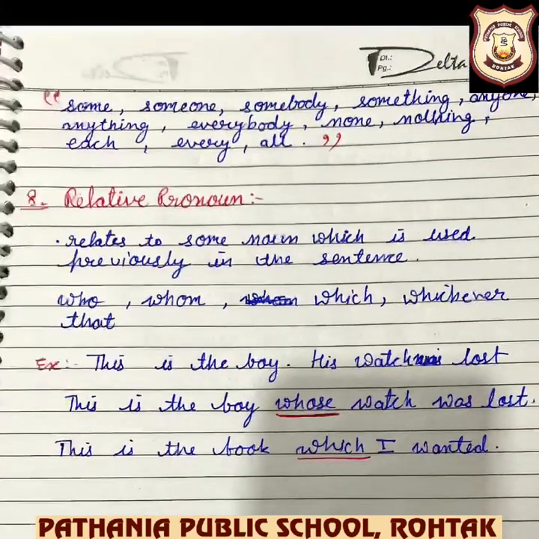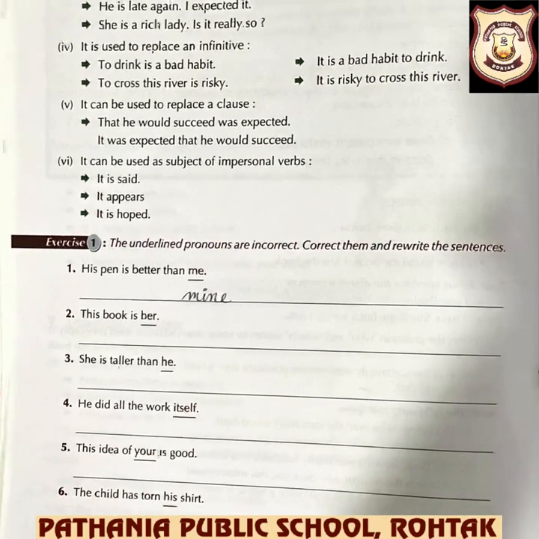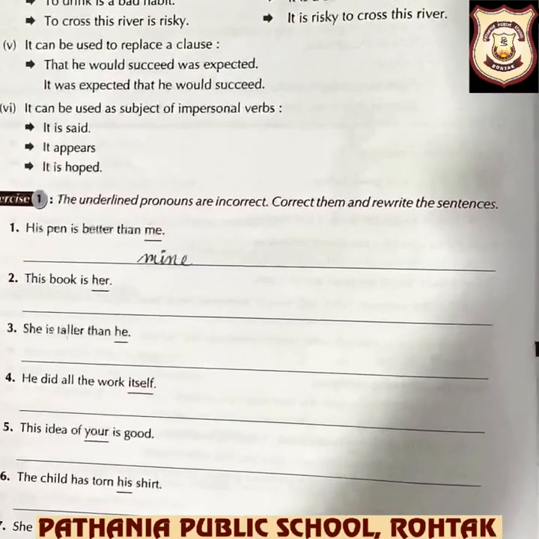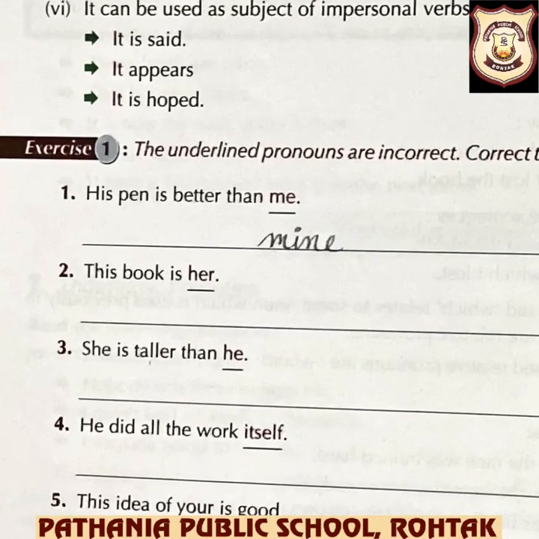So, this is your homework. You have to complete exercise 1, 2, 3, 4 of chapter 11. First exercise, the underlined pronouns are incorrect. Correct them and rewrite the sentence. So you can see the underlined pronoun. 'Me' is underlined. You have to correct it.